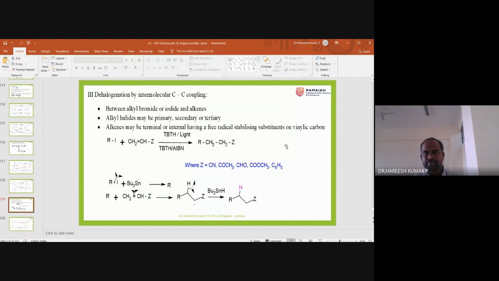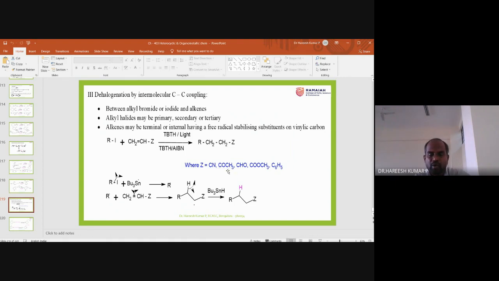What will happen here? Stabilizing the substituents on vinylic carbon. So this is R-I, CH2 double bond CHZ. Then here R, CH2, CH2Z. Okay, so where Z is equal to CN. That means Z is an electron withdrawing group.